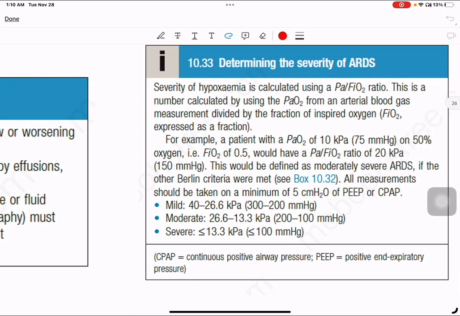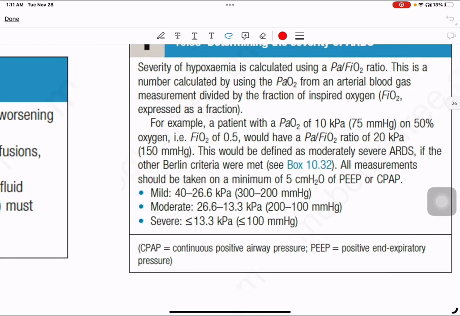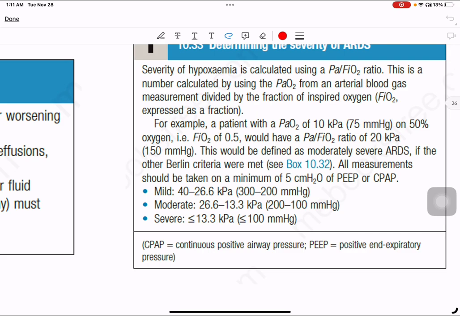So, determining the severity of acute respiratory distress syndrome. There are three types of acute respiratory distress syndrome: mild, moderate, and severe. It is done by two criteria.